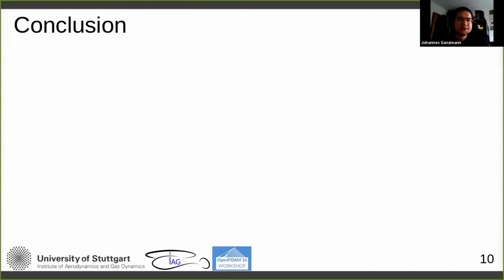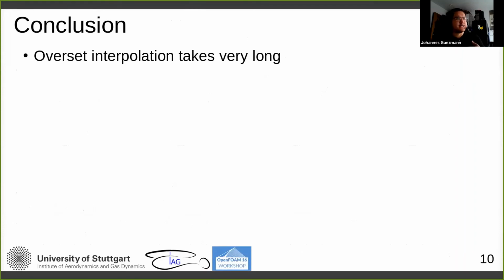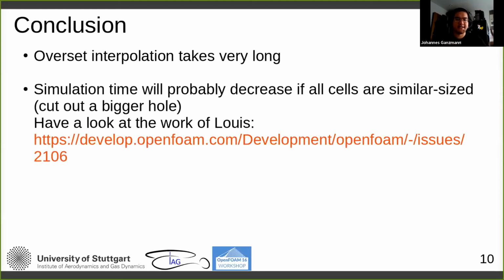Now let's go to the conclusion for now. My conclusion is that OpenFOAM overset and Foam Extend overset tend to take a very long time. The interpolation takes too long. This can have multiple reasons. The first reason that I came up with is that the interpolation on the outer side of the fringe is going well because it's similar sized, but on the inner side, on the inner hole, we have the boundary cells. They're very, very small, and if you interpolate them, it takes a lot of time. So my former advisor and now boss Louis and I came up with the idea maybe to cut out a bigger hole.